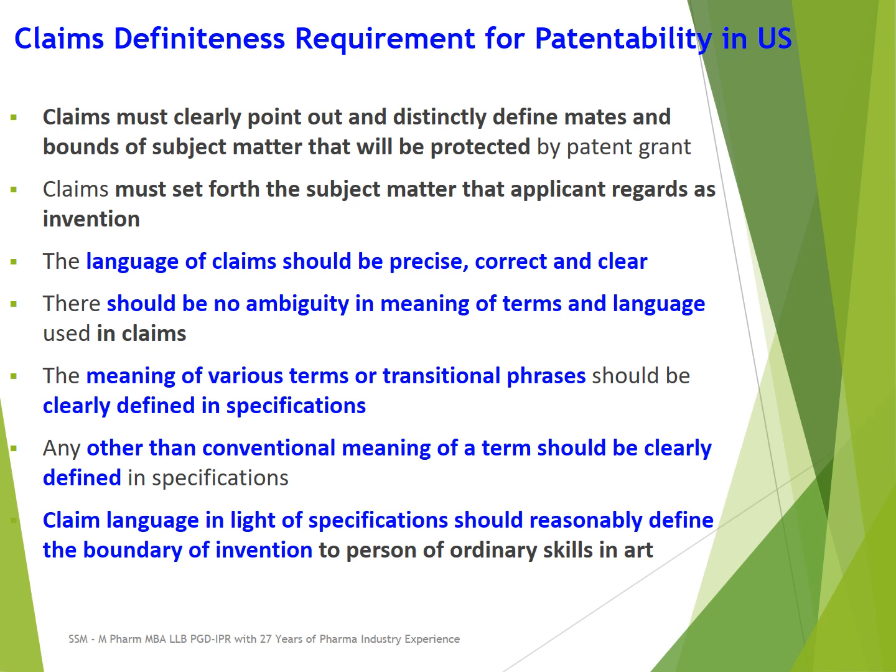So claim language in light of the specification should reasonably define the boundary of the invention to a person of ordinary skill in the art. The person of ordinary skill in the art, after reading the claim language, should understand what is the boundary of protection of the invention claimed in this patent document. And the person of ordinary skill in the art is a person who is skilled in that field of invention. Like in the case of a chemical invention, a person usually with a graduate degree in chemistry or a chemical field will be considered a person skilled in the art in chemistry.